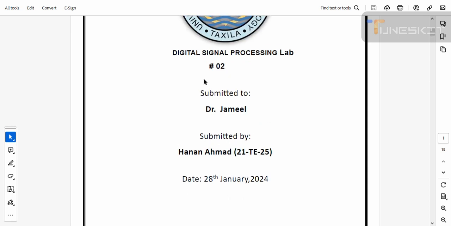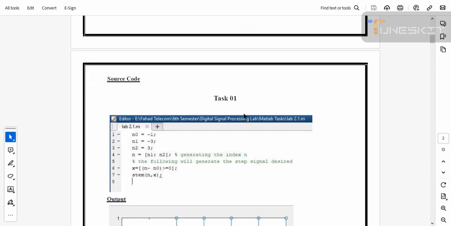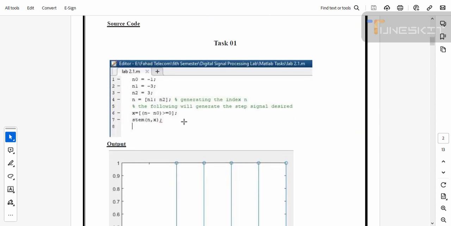Today we are going to discuss digital signal processing lab number 2. Basically in this lab we have to perform and plot discrete functions. So in task number 1 we have three constants n0, n1 and n2.